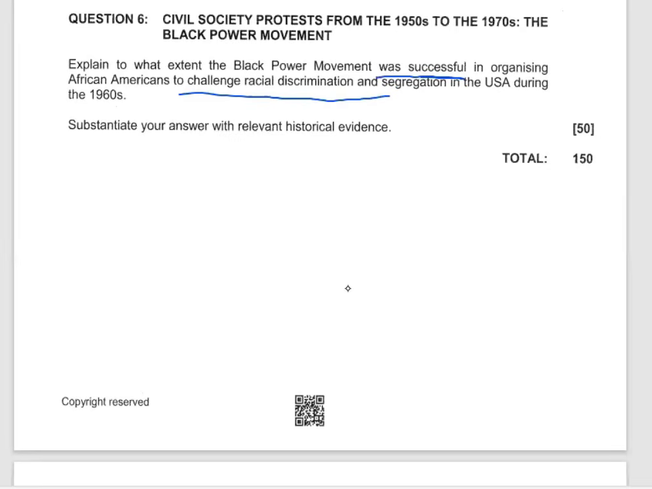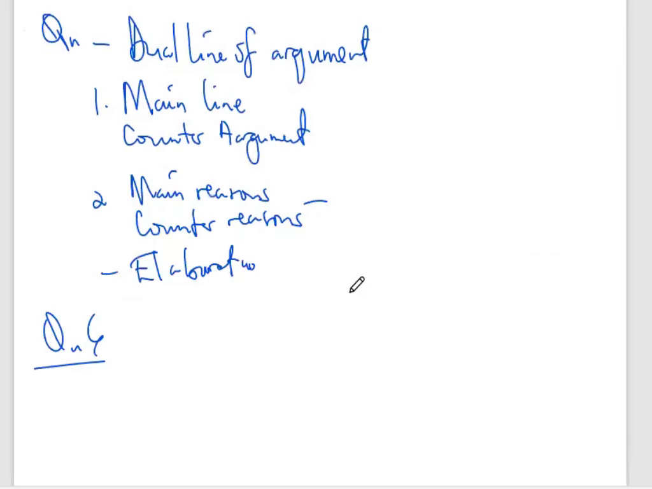Right. So in that sense, we can ultimately say it was to a large extent successful. So in an extent question, we need to address the extent. I advise you to take this extent here. To a large extent, it was successful.